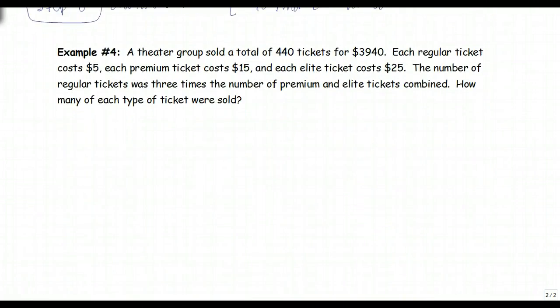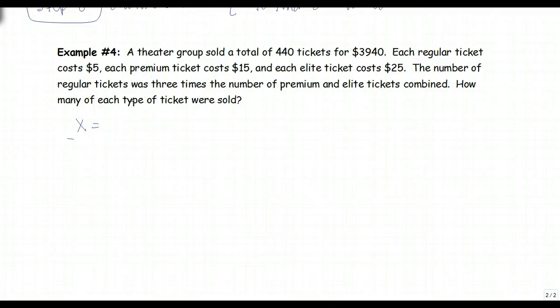So example 4. A theater group sold a total of 440 tickets for $3,940. Each regular ticket cost $5. Each premium ticket cost $15, and each elite ticket cost $25. The number of regular tickets was 3 times the number of premium and elite tickets combined. How many of each ticket type were sold?